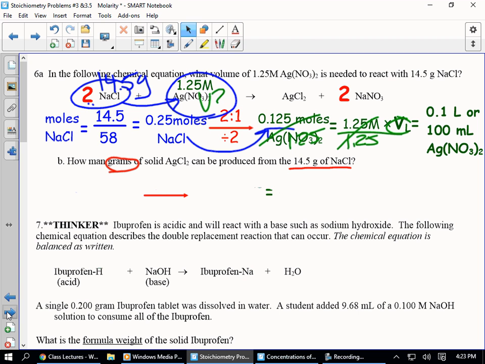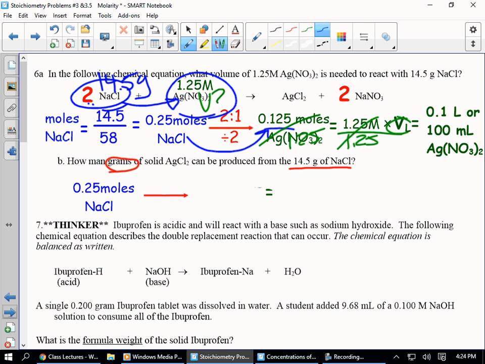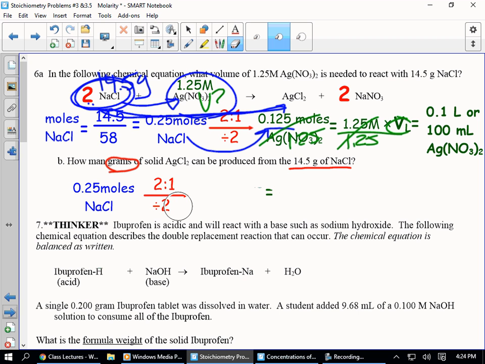So I could divide the same number by 58, or I can say, hey, I'm just going to start with that many moles of salt again, except this time I'm going to go from here, and I want to know how much AgCl2. Okay, so we're still doing a 2 to 1 ratio. Still going to take this and divide it by 2.